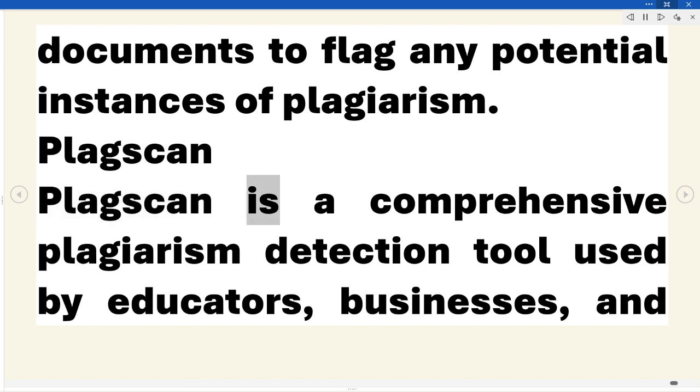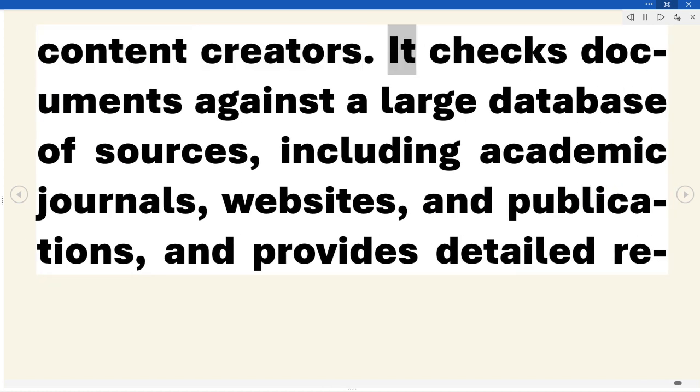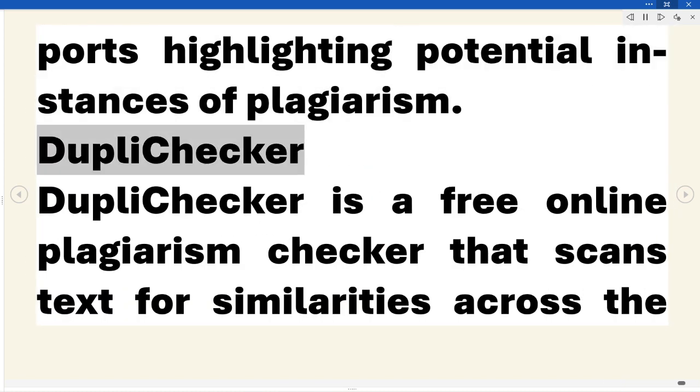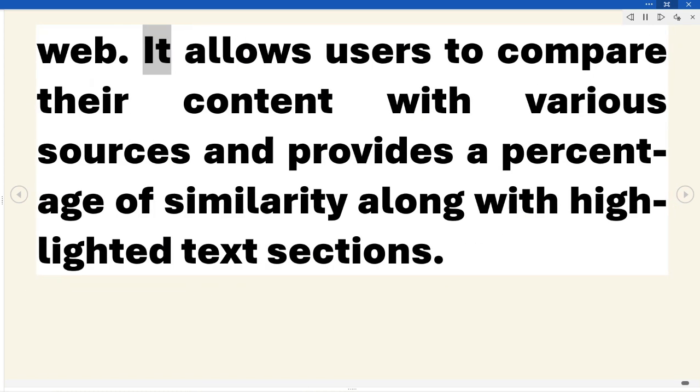Plagiarism. Plagiarism is a comprehensive plagiarism detection tool used by educators, businesses, and content creators. It checks documents against a large database of sources, including academic journals, websites, and publications, and provides detailed reports highlighting potential instances of plagiarism. DupliChecker. DupliChecker is a free online plagiarism checker that scans text for similarities across the web. It allows users to compare their content with various sources and provides a percentage of similarity along with highlighted text sections. However, you will find some other tools as well. In some AI tools, you will get plagiarism detection features as well.